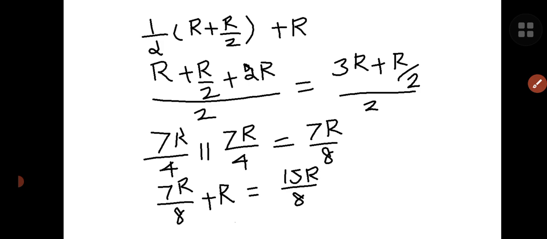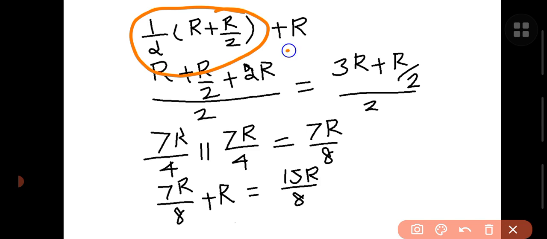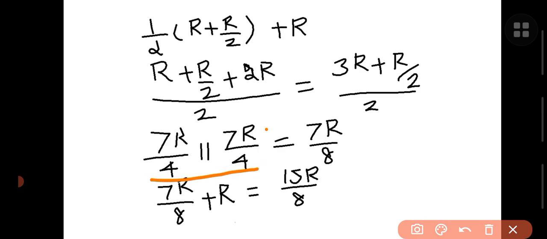And resistor R by 2 plus R by 2 is in series with R. Simplify, we get 3R plus R by 2 divided by R, that is 7R by 4, which is parallel with another 7R by 4. We get 7R by 8, and this resistor is in series with R. Finally, we get the equivalent resistance of the circuit 15R by 8.